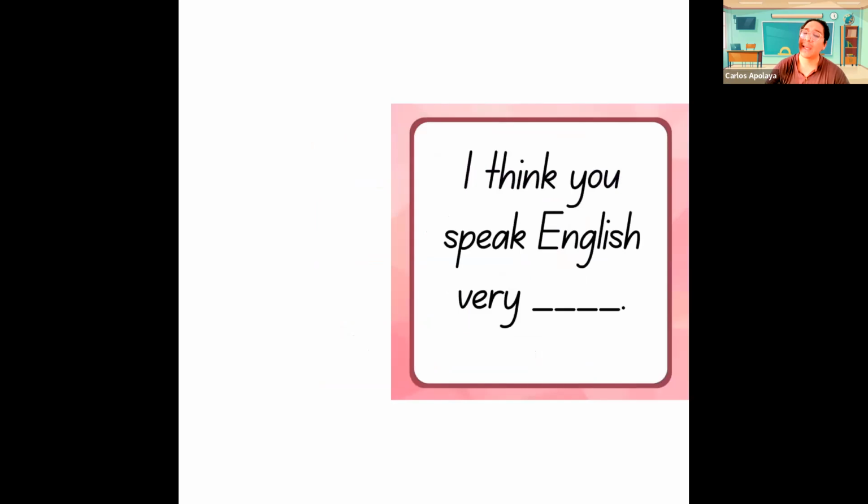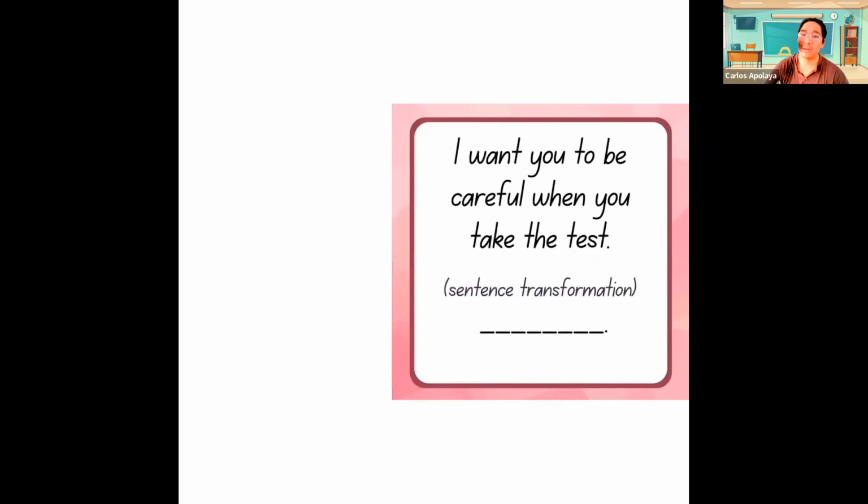I think you speak English very, very what? Very well. Or very good. What do you think? Very well, I think. Very well, because remember, adverbs modify verbs, and adjectives modify nouns. I want you to be careful when you take the test. Sentence transformation. Otra manera de expresar lo que está arriba, pero con un adverbio.